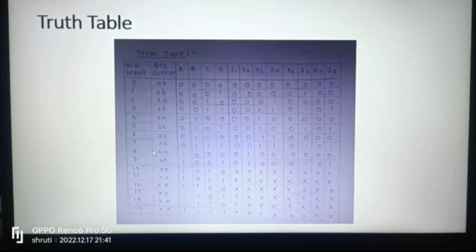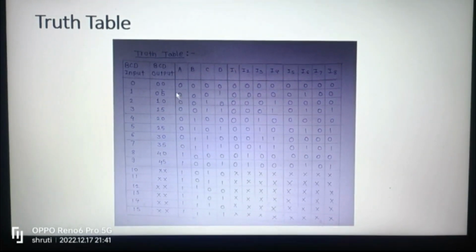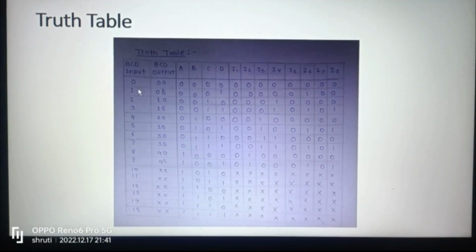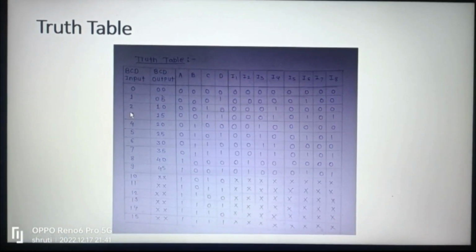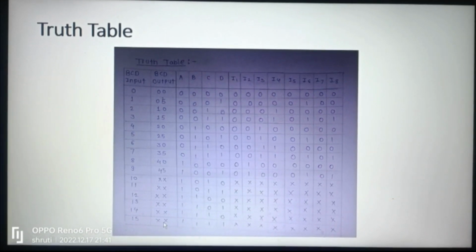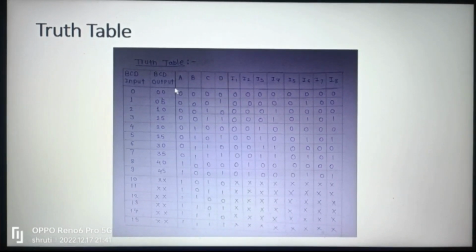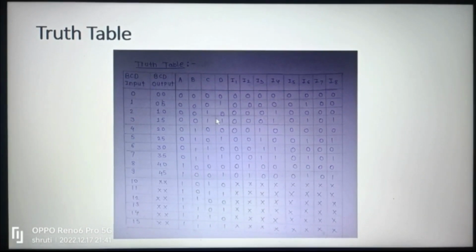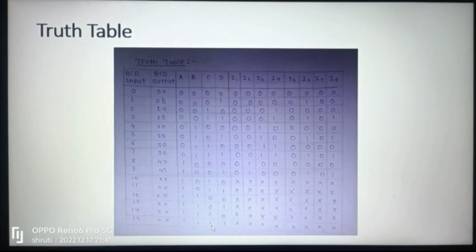So when 0 is multiplied by 5 it will become 00. When 1 is multiplied by 5 it will become 05. 2 multiplied by 5 will become 10, likewise up to 15. So the input BCD in binary form, like 0000, 1 will become 0001, 2 will become 0010, likewise until 15.